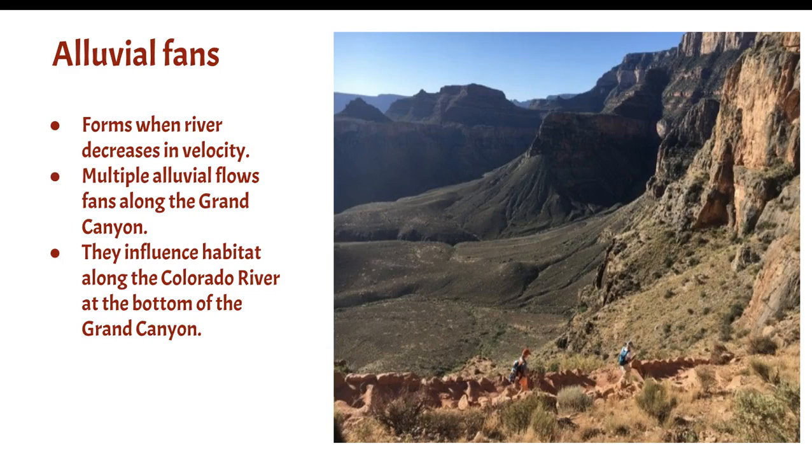Right here is an alluvial fan. An alluvial fan is a mass of clay, silt, sand, and gravel deposited as the flow in a river decreases in velocity. So in this case, it's where the Colorado River slowed down and where all this clay, silt, and gravel had stopped, and it forms this fan-shaped flat space within the canyon. It influences the habitat along the Colorado River at the bottom of the Grand Canyon.